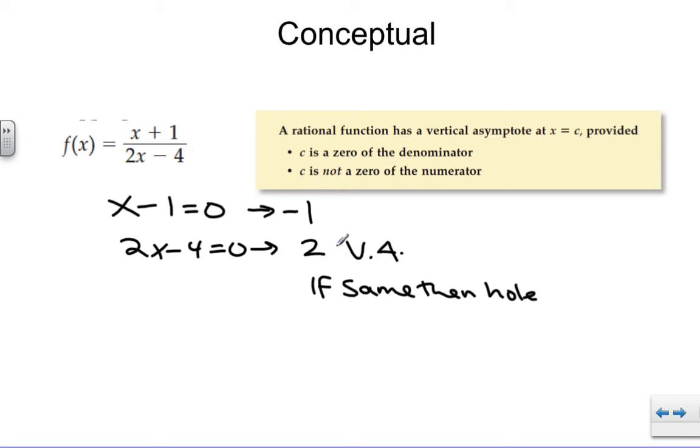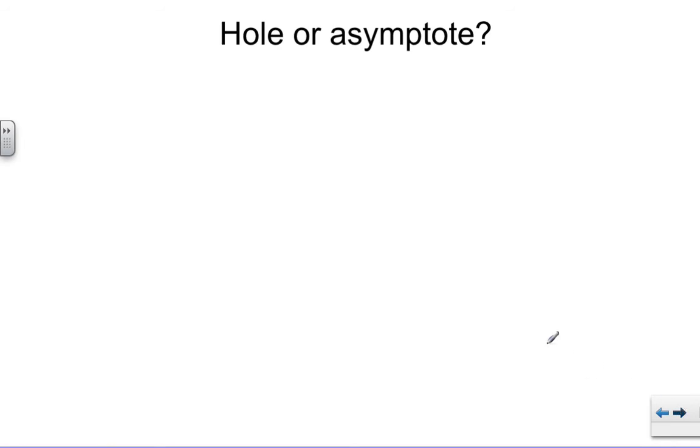If they were the same, you would have a hole. So it would be like a graph like this, and then that one number would not be graphed, and then the rest of it would. Okay, so if they're the same, if you have the same 0 on the numerator and the denominator, you will have a hole. If they are different, you will have a vertical asymptote. Okay, and we talked about that already.